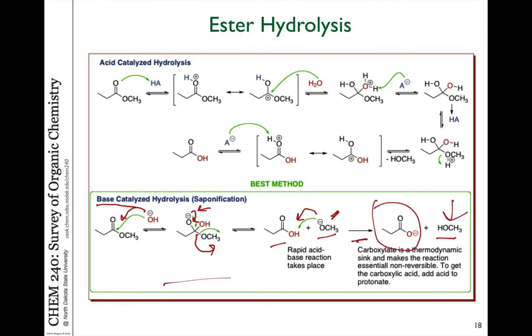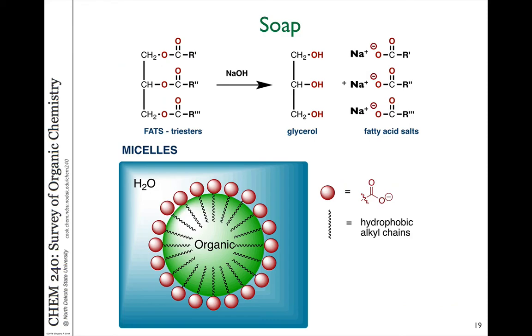And that's what drives this reaction to the right so readily, is formation of a step which is now irreversible within the confines of the reaction. If we want to get to the acid product, you simply add something like HCl or neutralize that negative charge by adding some other acid to it to get the carboxylic acid at the end. This base catalyzed hydrolysis of esters is what we call saponification, and it's used to make soap.